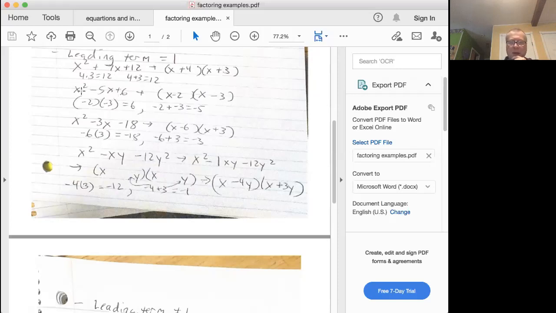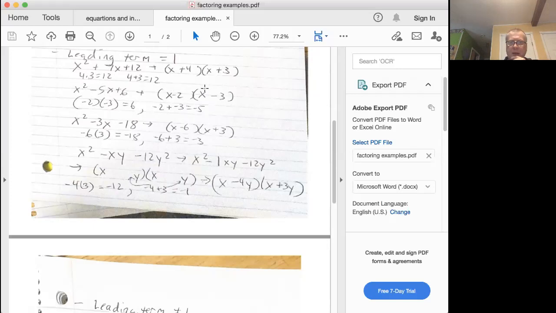Okay, the next example we have on the sheet is x squared minus 5x plus 6. Again, we split the x up here and here. We need two numbers that multiply to be 6 and add up to minus 5. Minus 2 times minus 3 is 6, and minus 2 plus minus 3 is minus 5. And so we get this written out as x minus 2 and x minus 3.